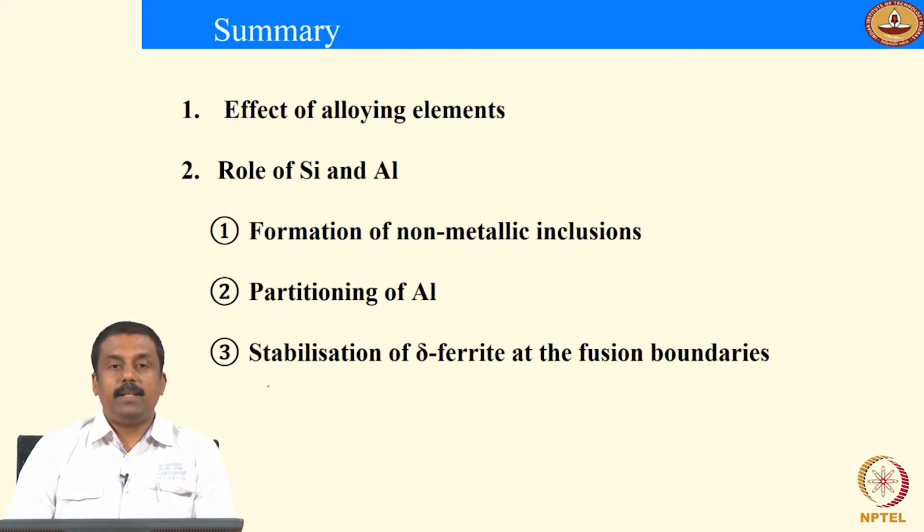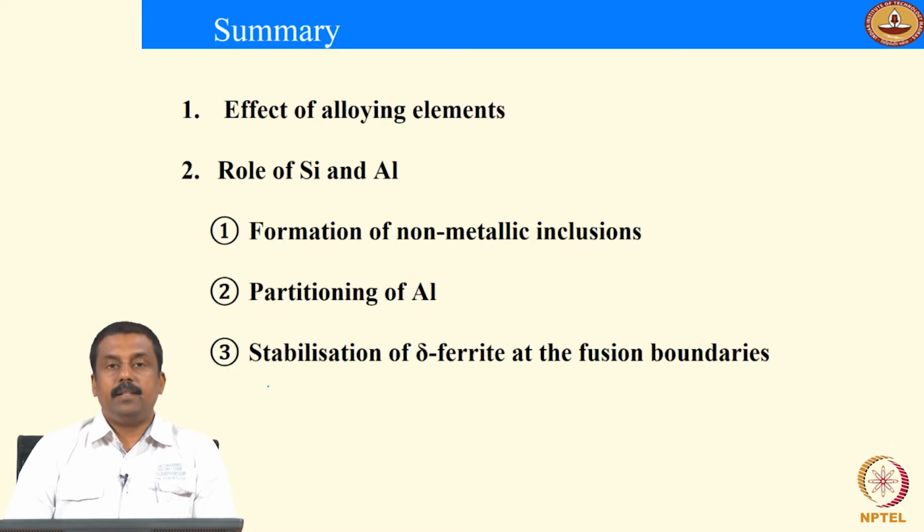So we end up stabilizing delta ferrite at the fusion boundary when the solidification begins. By nucleating delta ferrite, the aluminum partitions towards delta ferrite and thereby stabilizes it at the fusion boundary. The width of these delta ferrite zones in the fusion boundaries is a function of the thermal gradients as well as the cooling rate that is prevailing during welding.